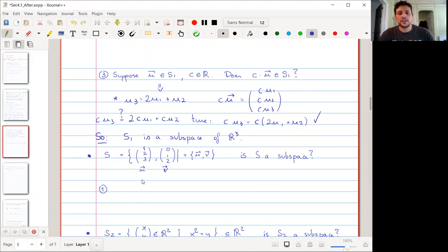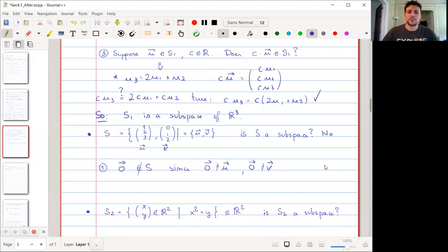Well, S is not a subspace because, for example, the vector 0 does not belong to S, since S only contains U and V, and 0 is different from U, and 0 is not V. So it's not a vector in there. The answer here is no. S is not a subspace.